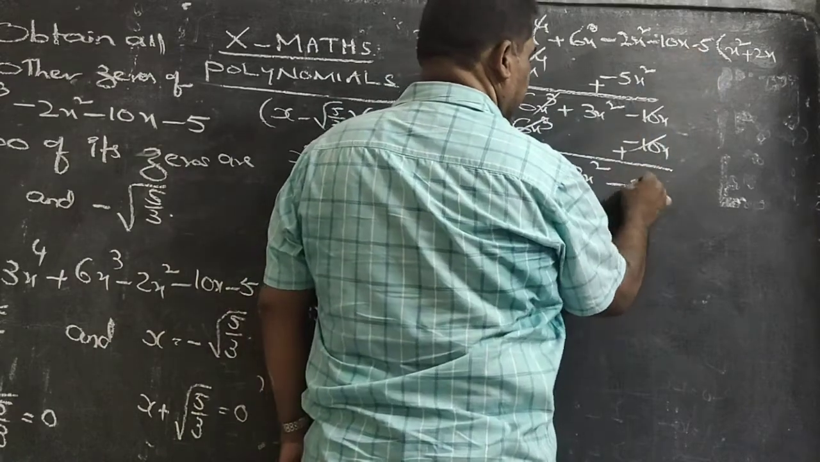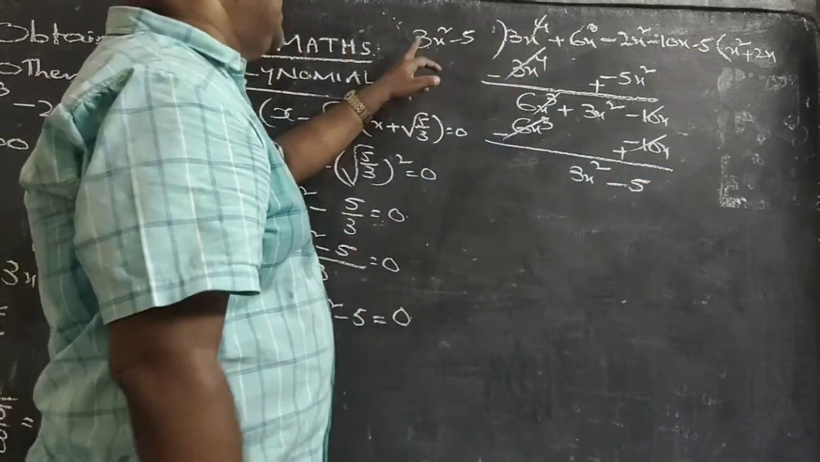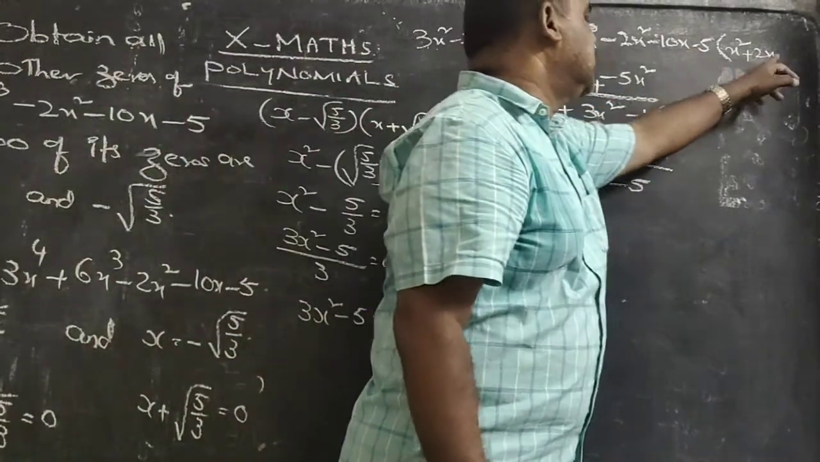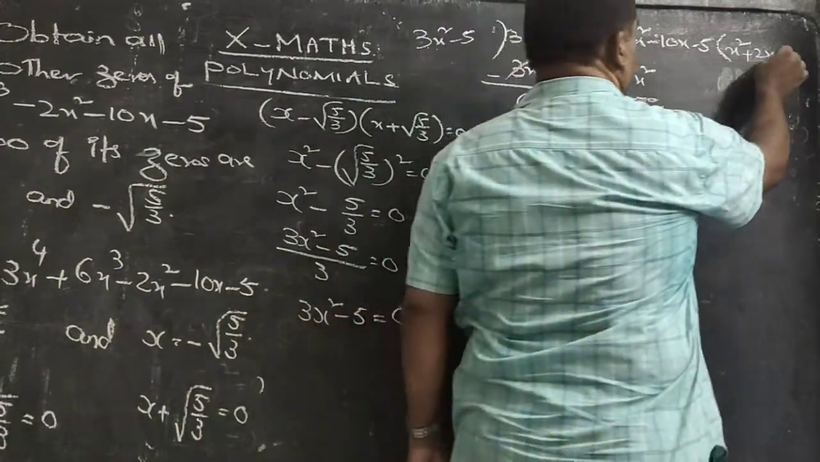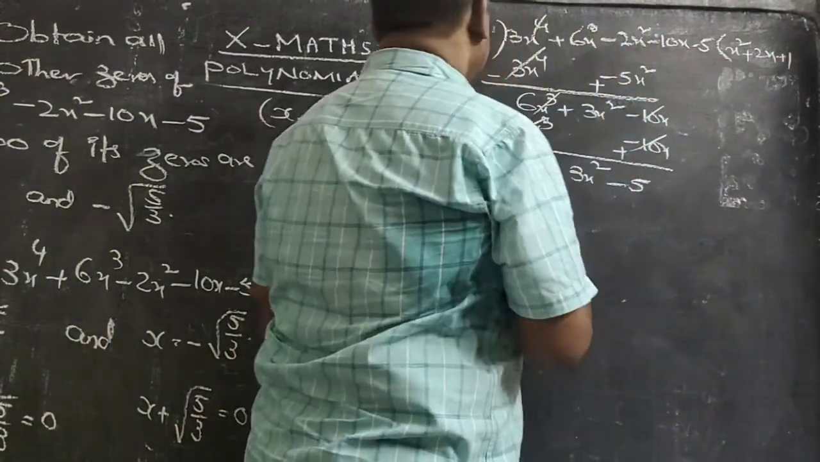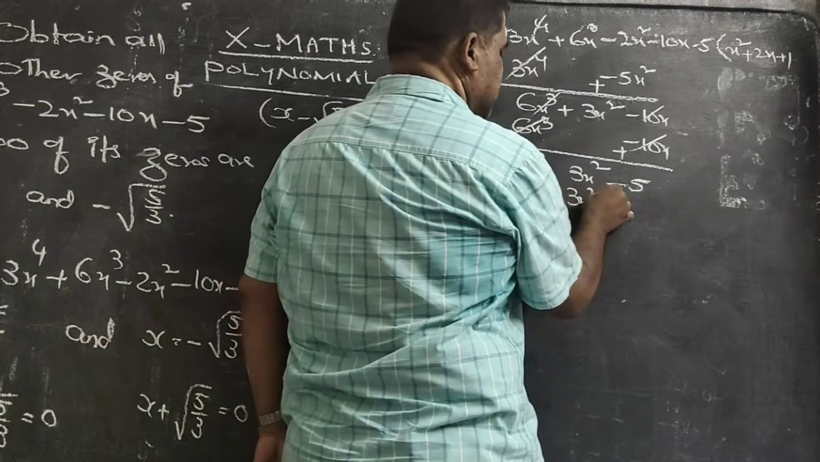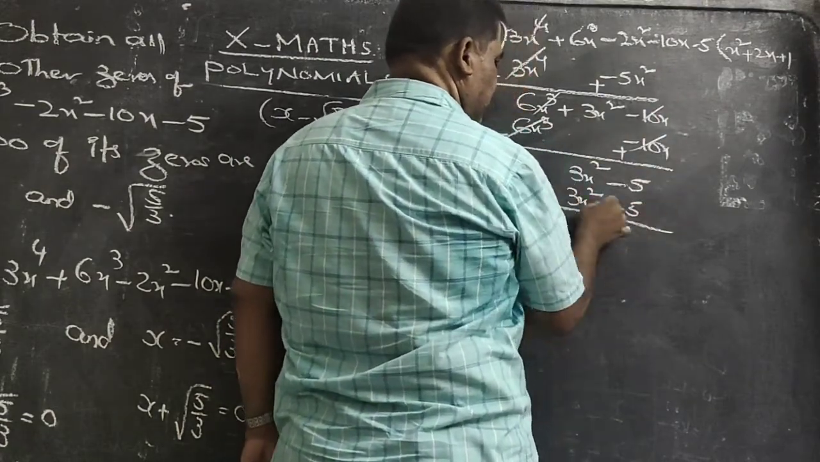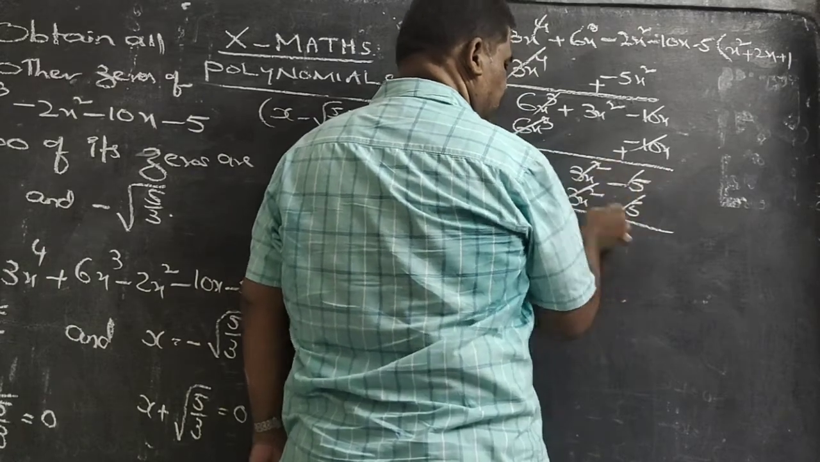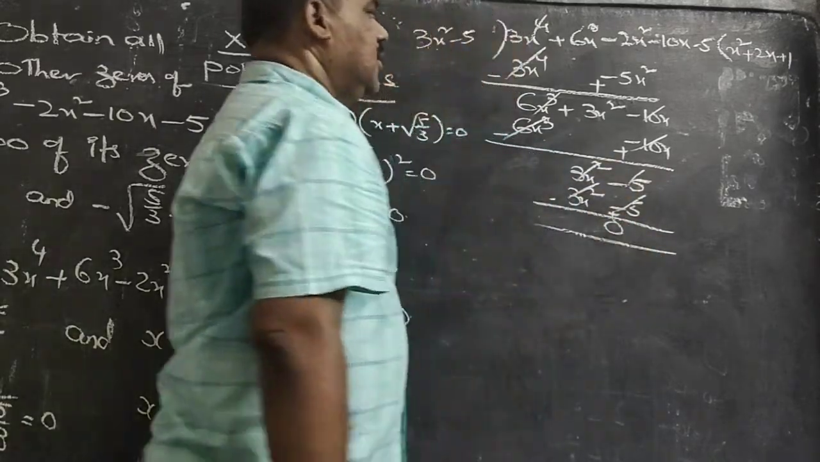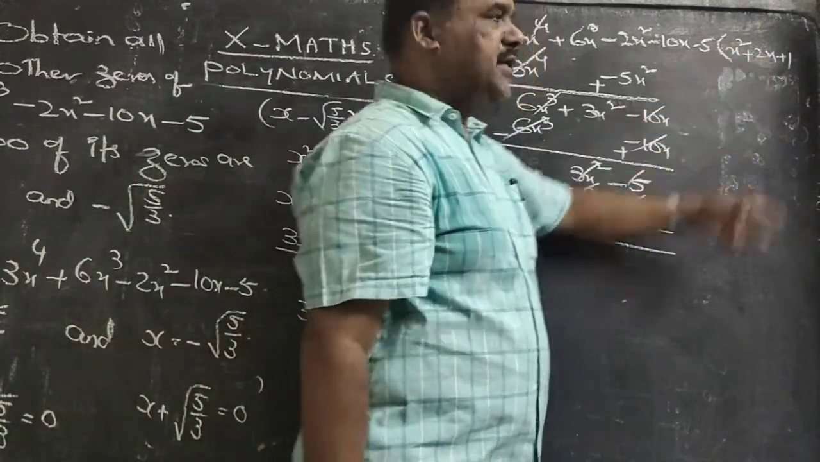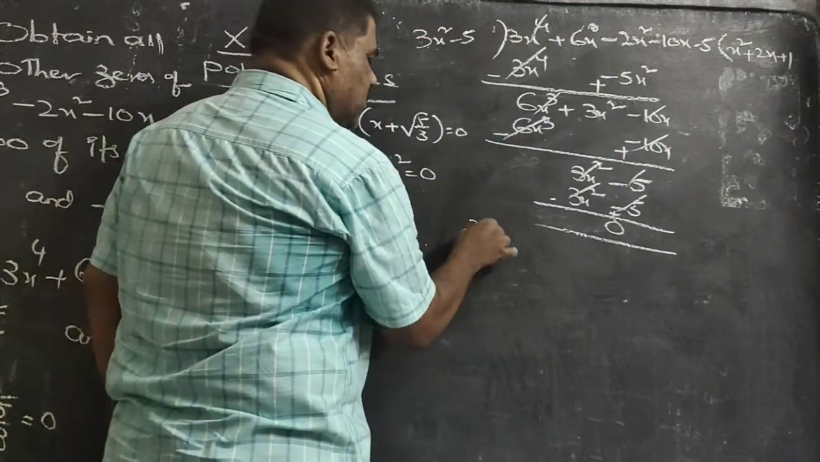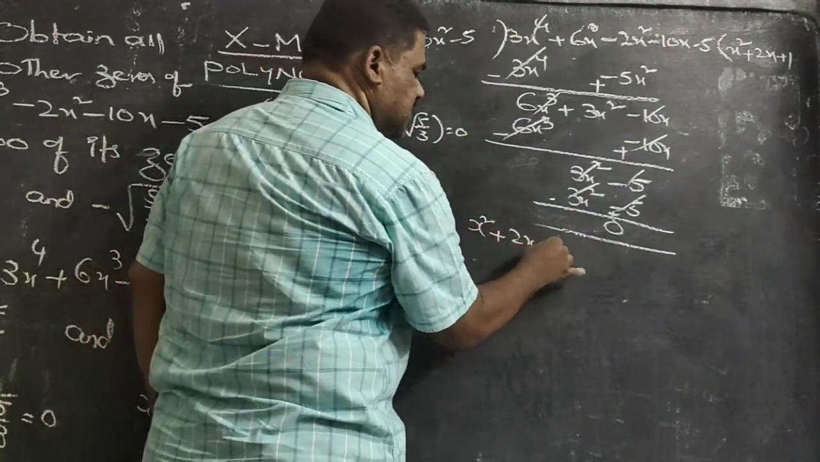Next minus 5. Now 3x square into how much is equal to 3x square? Plus 1. 1 into 3x square is 3x square. 1 into minus 5 is minus 5. If you subtract, you will get 0 remainder. So here we got one quotient, that is x square plus 2x plus 1.